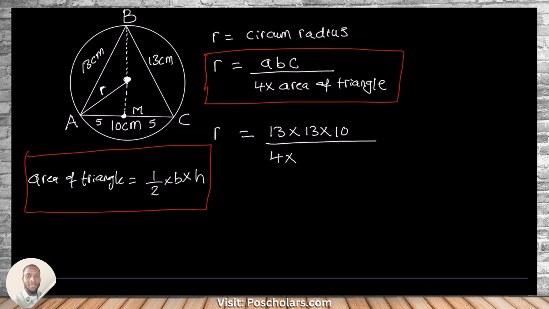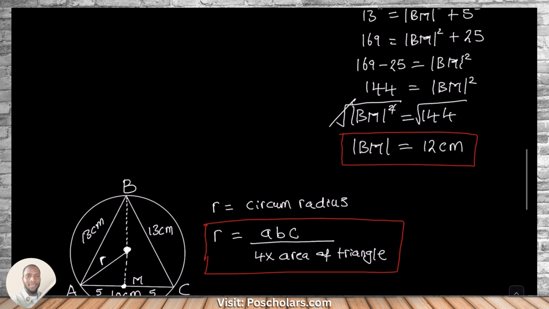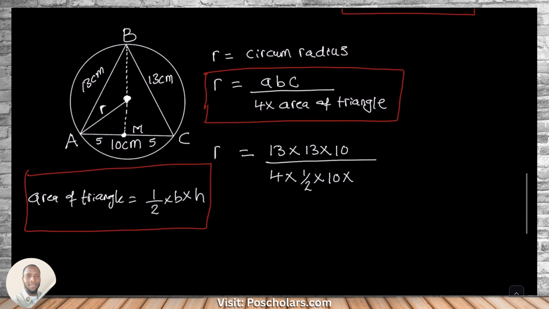So we represent the first one, half times, what's the base? Look at the triangle. Take note, the base is like the bottom of the triangle. So what's the dimension of the bottom of the triangle? 10. So you just say times 10 times, this is half base times height. What's the height of the triangle? If you remember, the height of the triangle is BM, which we have gotten to be what? 12 centimeter. So you just represent it here as 12 centimeter. Now let's continue.